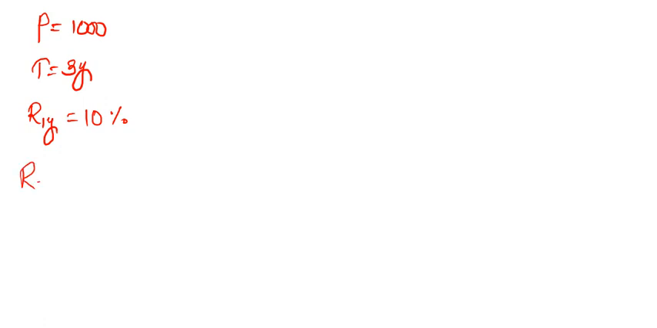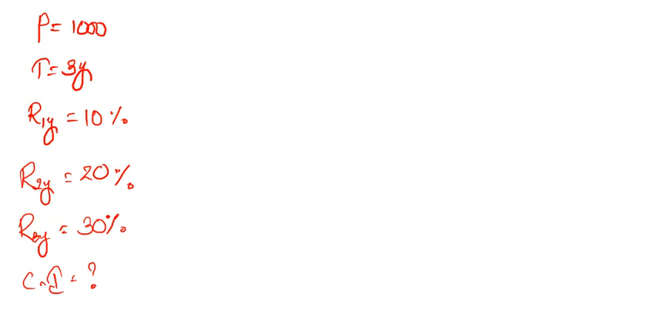Okay, let the principal be, let's say, 1000 rupees. Then the number of years is 3 years. Then the rate for the first year is 10%, the rate for the second year is 20%, and the rate for the third year is 30%. Now the question is, calculate compound interest.